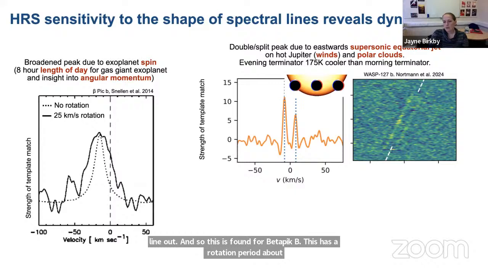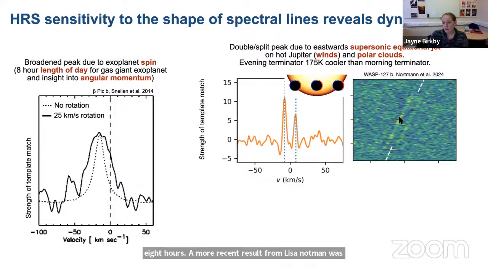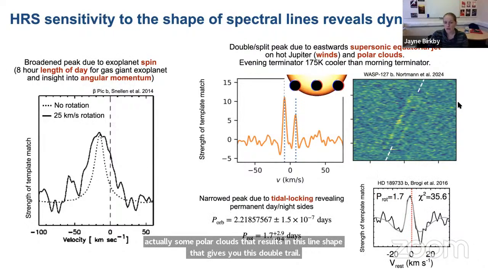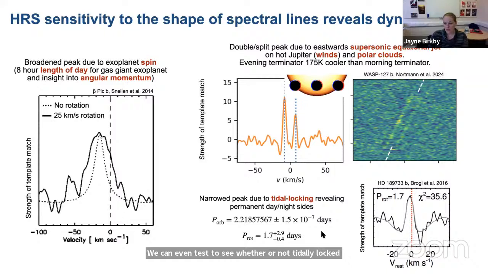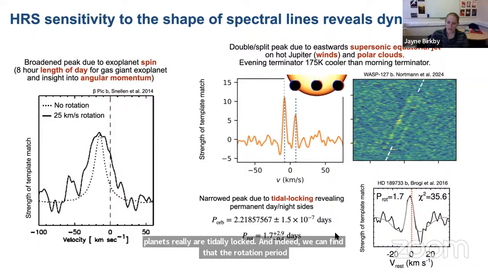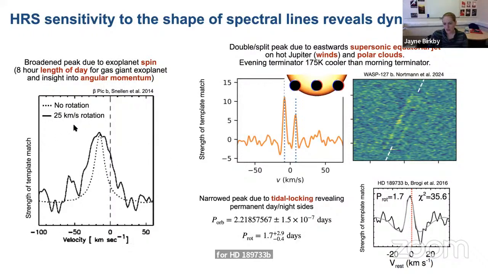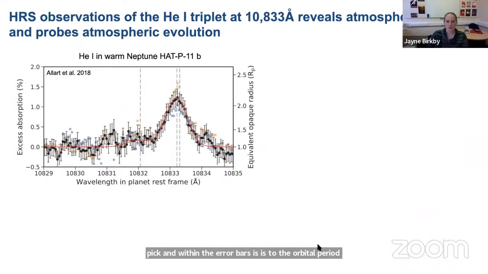A more recent result from Lisa Notman was actually showing here that you have this double trail that was seen in transit. And that's explained as the effect of an eastward supersonic jet around the equator with actually some polar clouds, and that results in this line shape that gives you this double trail. We can even test to see whether or not tidally locked planets really are tidally locked. And indeed, we can find that the rotation period for HD 189733b is considerably longer than it is for the freely rotating Beta Pic, and within the error bars is equal to the orbital period. So there's lots of information to be had from these data.